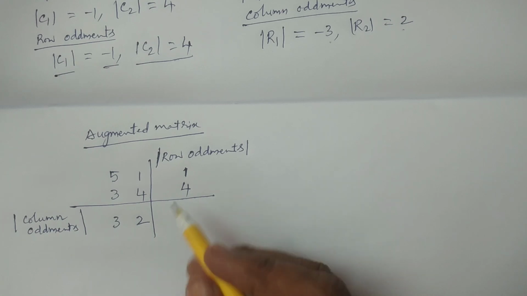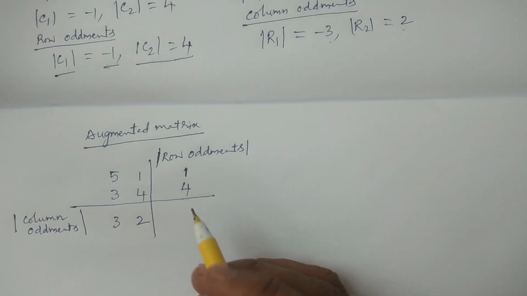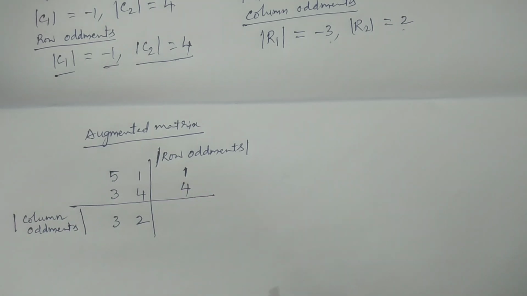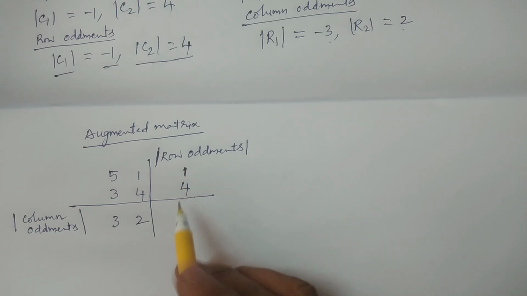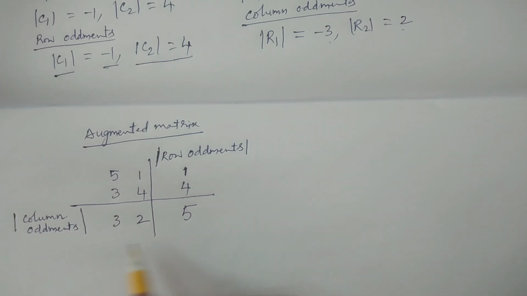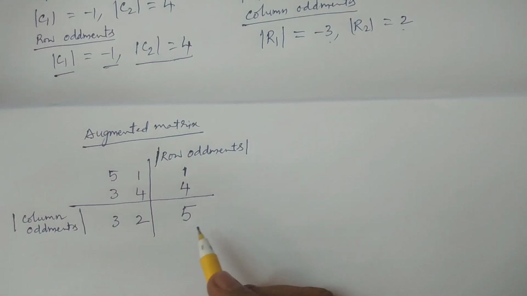Right. After calculating the modulus of row oddments and modulus of column oddments, now check whether the sum of the row oddments is equal to the sum of the column oddments. Sum of the row oddments, 4 + 1, is 5. Sum of the column oddments, 3 + 2, is 5. So they are equal.